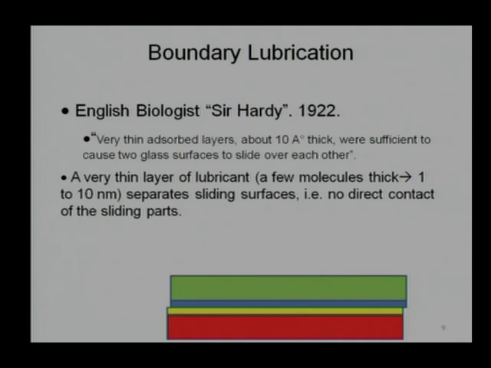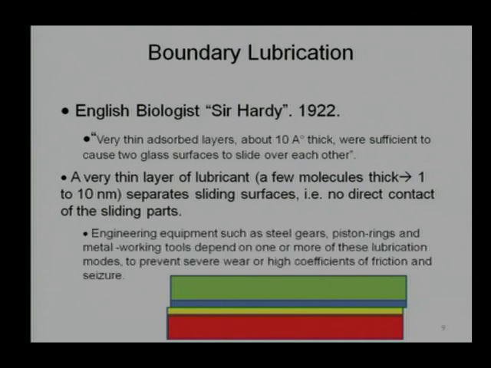The question is always difficult, but these situations are required by and large for all the machine components. Almost every machine element requires this kind of layer if there is a relative motion of that component. We say engineering equipment such as steel gears, piston rings, metal working tools, we are talking about the steel surface, depends on one or more of these lubrication modes.